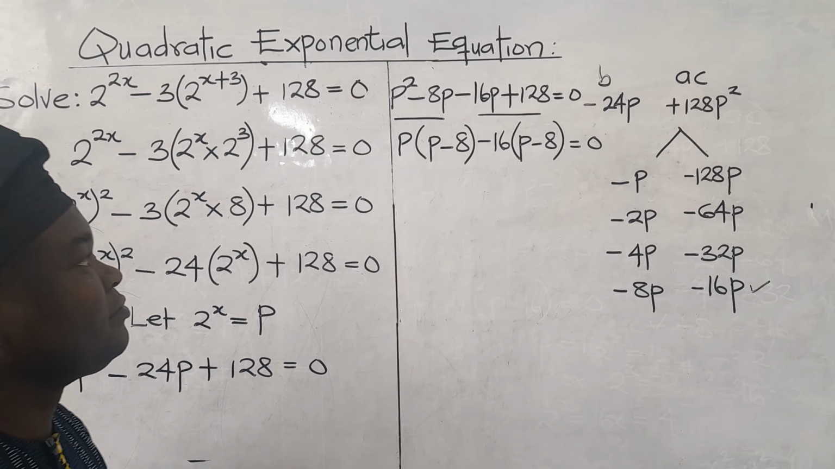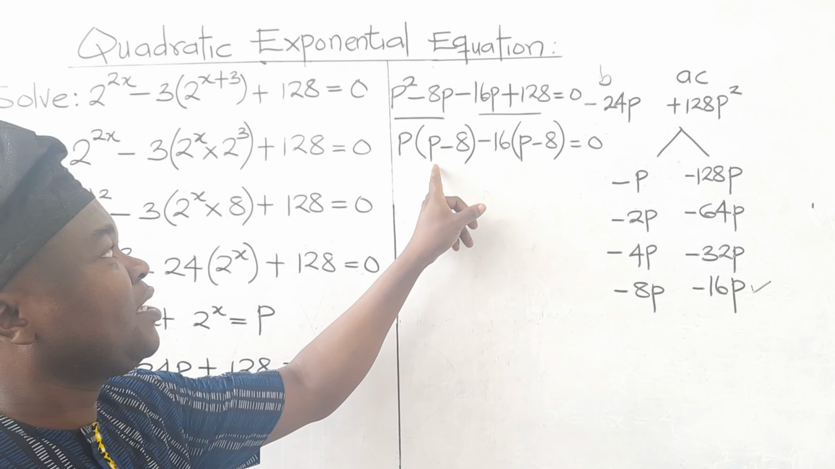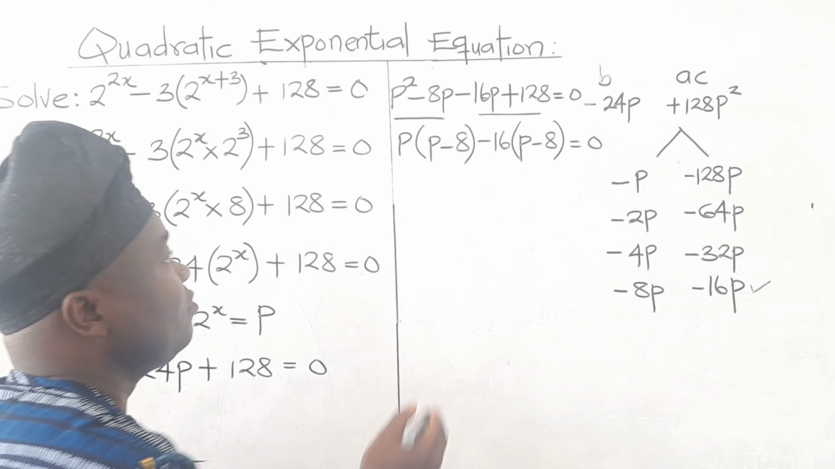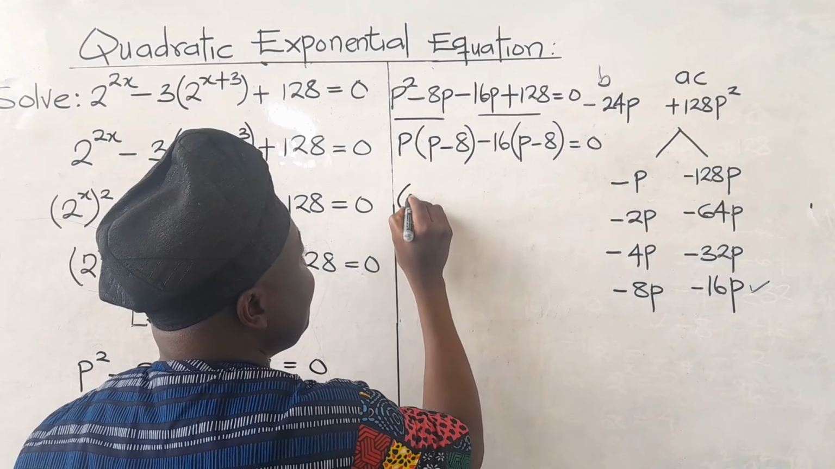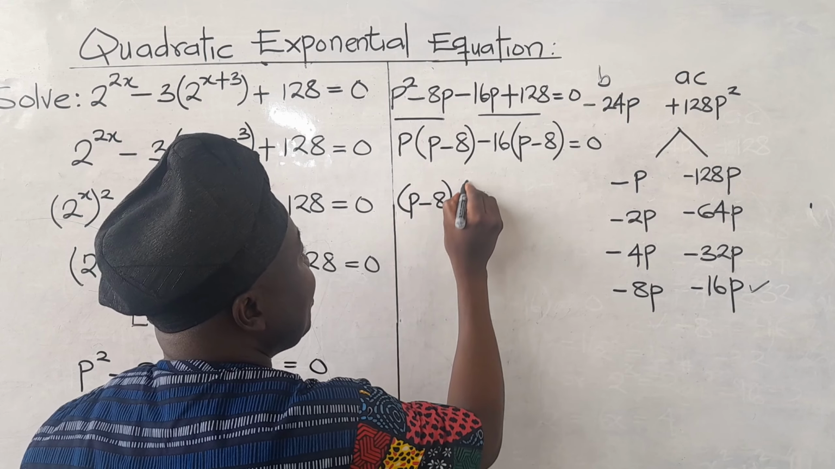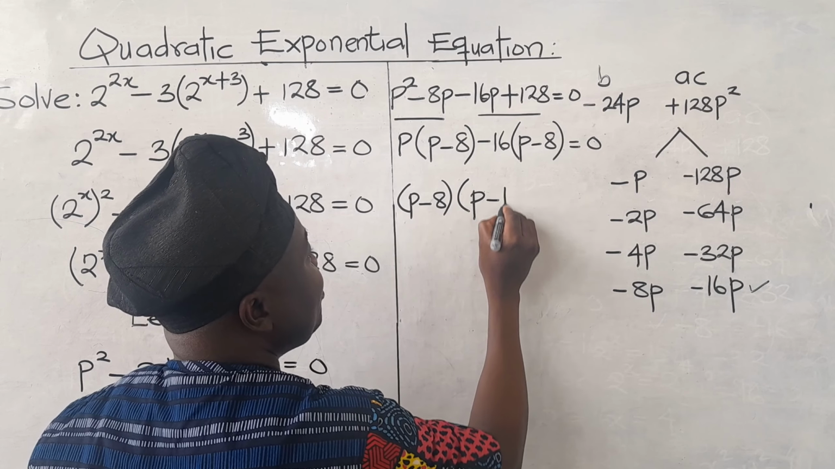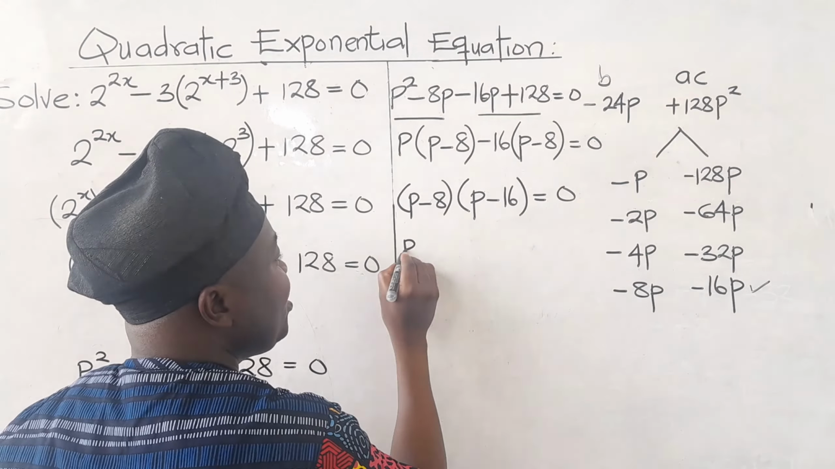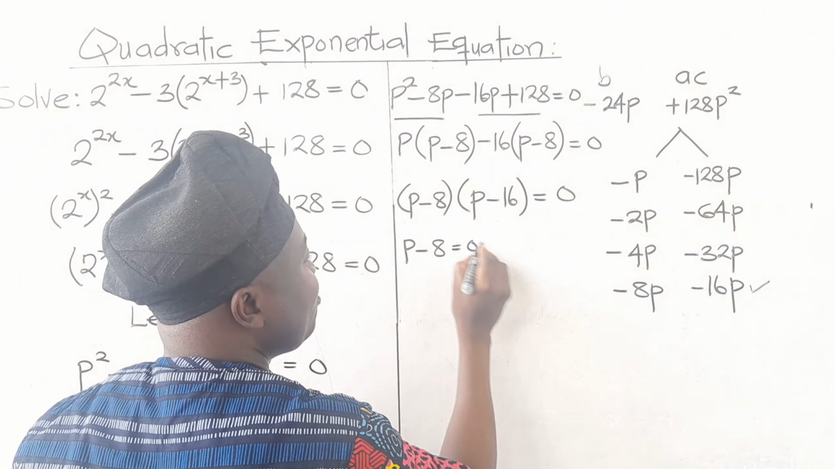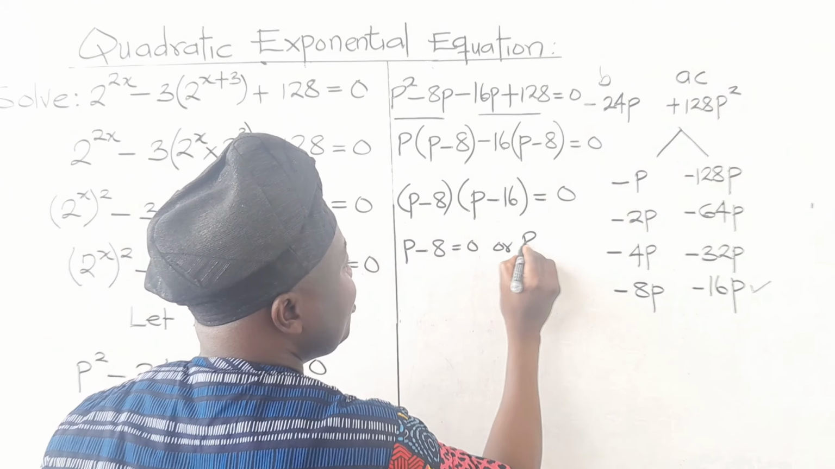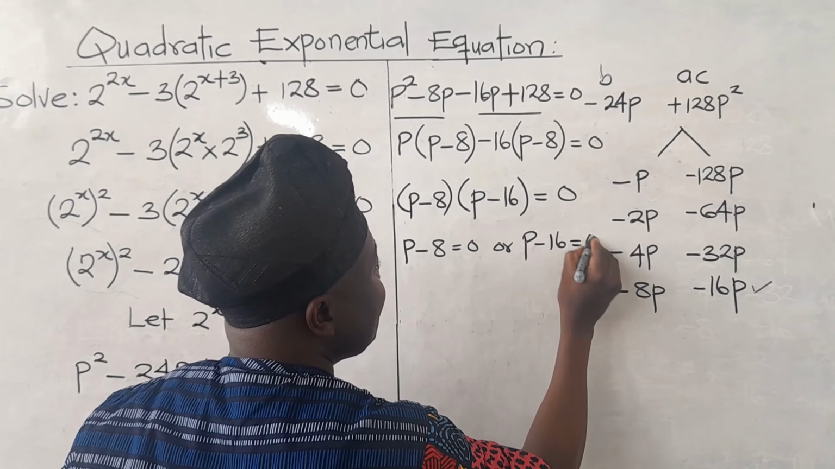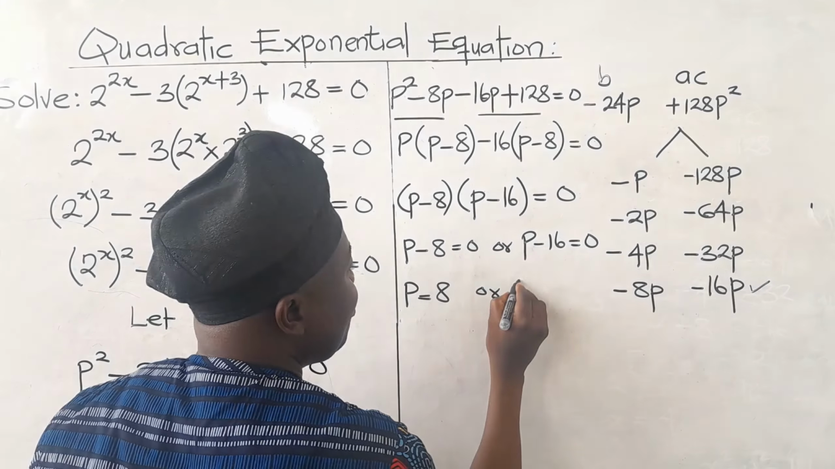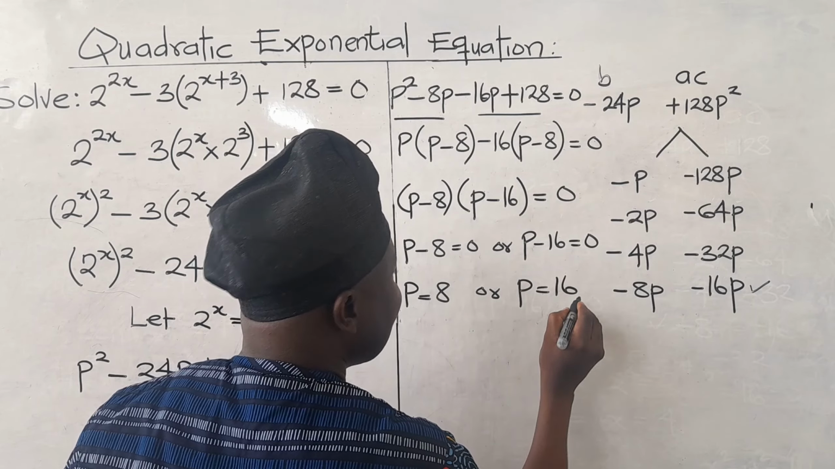Remember, if these two terms here are not the same, you know you are not correct. So the HCF there is p minus 8, and the ones outside, p minus 16, equal to 0. This means that p minus 8 equal to 0, or p minus 16 equal to 0. So p equals 8 or p equals 16.